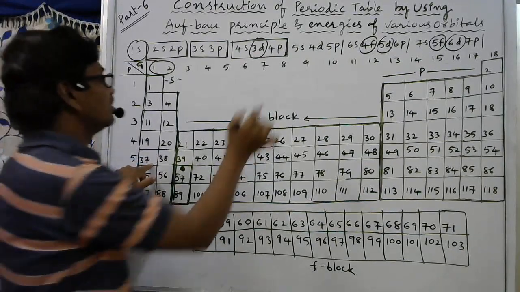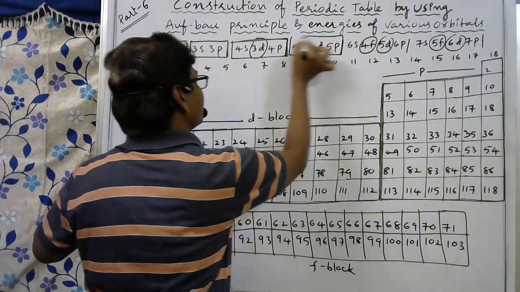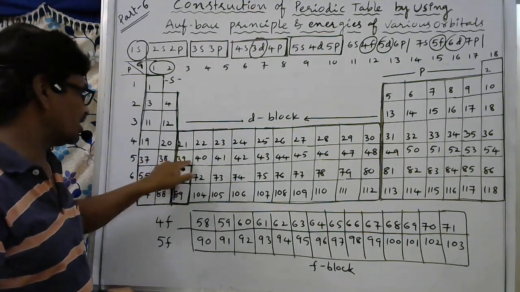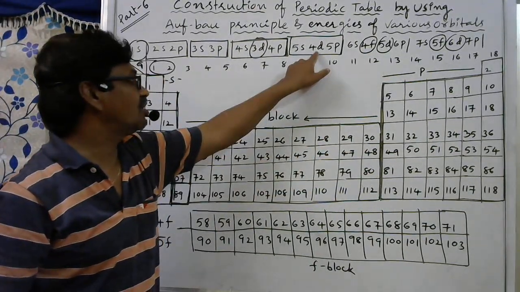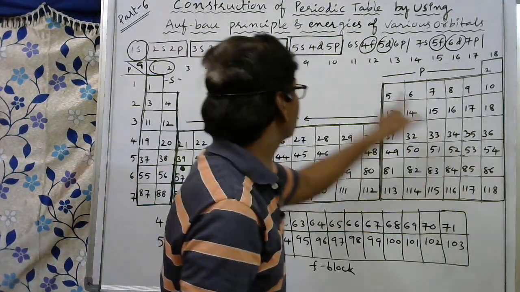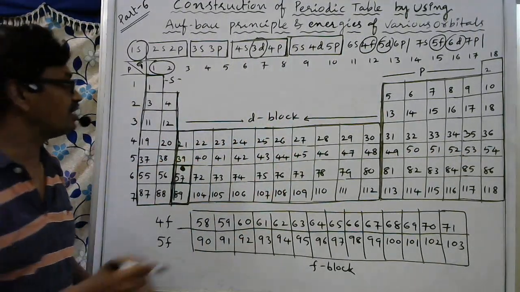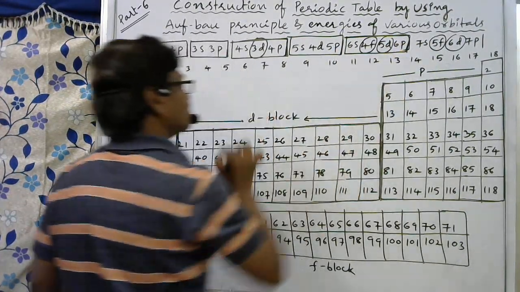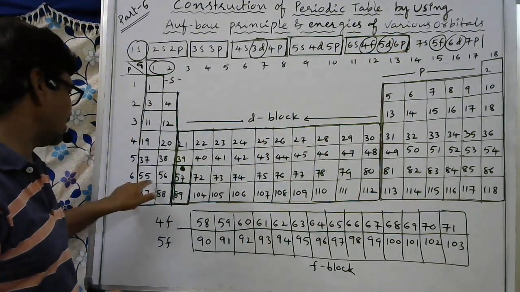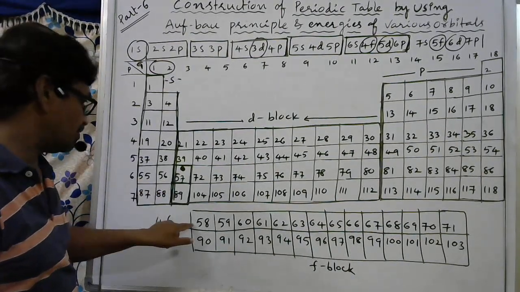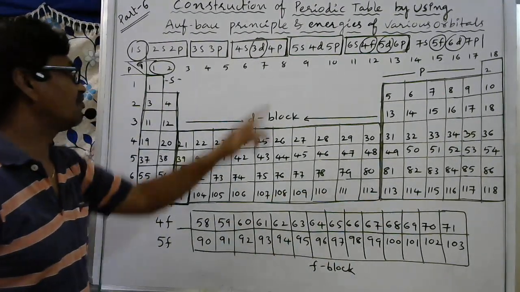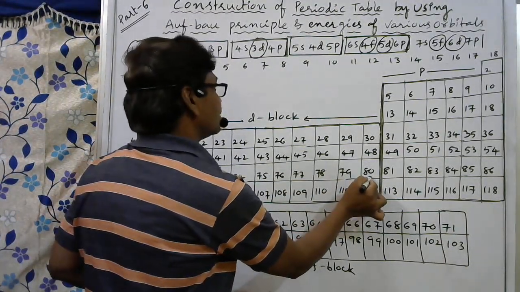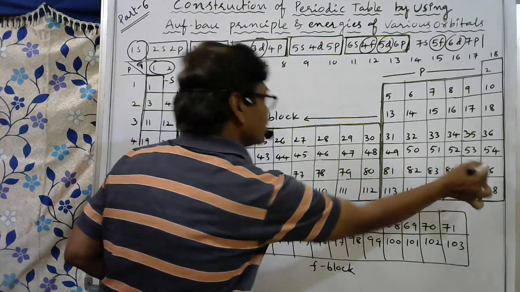Next is the fifth period. In the fifth period also, 37, 38 come under the s block, 39 to 48 come under the d block, and the remaining 49 to 54 come under the p block. Then in the sixth period, particularly: 6s 55, 56. 4f 58 to 71. Then 5d again 72 to 80. Then 6p 81 to 86.